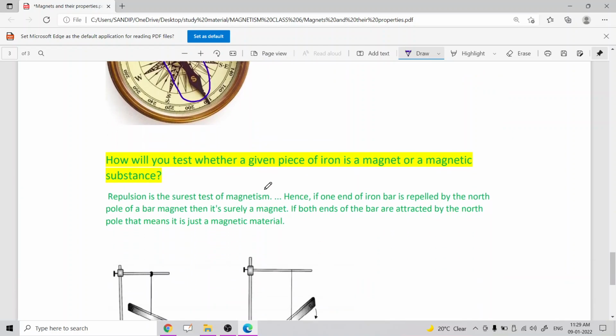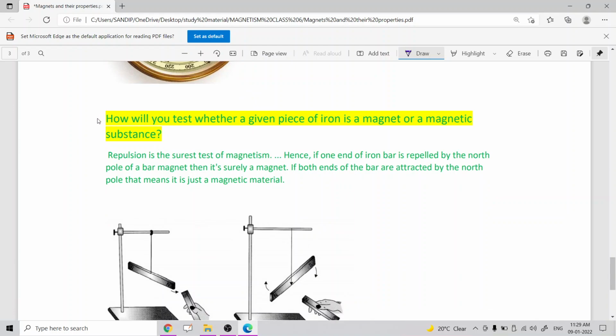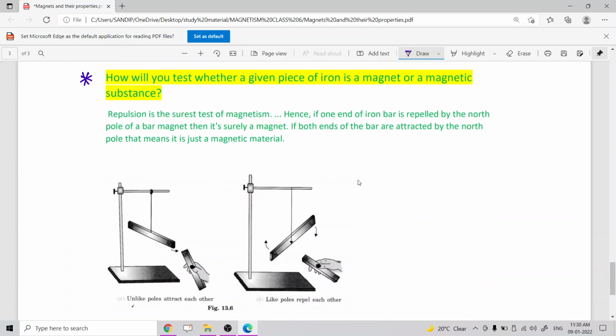Now the next one is very important. How will you test whether a given piece of iron is a magnet or a magnetic substance? Generally, we can see that a magnet has two properties: one is attractive and another one is repulsive. Now which property clearly states that a piece of iron is a magnet or has a magnetic property?